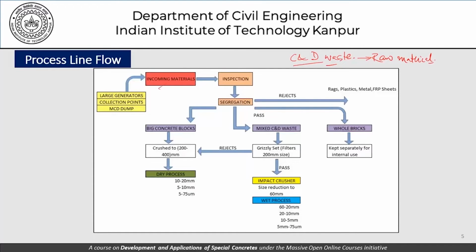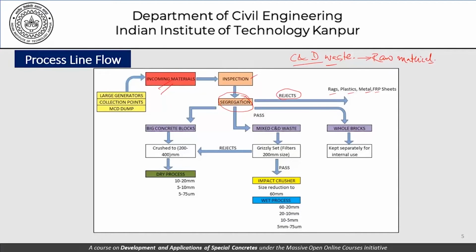Once the raw material comes in, that is, once the construction and demolition waste is received at the C&D processing facility, there is an initial inspection followed by segregation. Now, this segregation is a very important exercise where some things which become a part of this C&D waste have to be simply rejected. They have to be taken out. That could include rags, plastics, metals, FRP sheets, and so on. Wood, for that matter, will be part of this. That has to be removed. Whether it's done manually or, if it can be done automatically, things have to be rejected. They have to be removed.